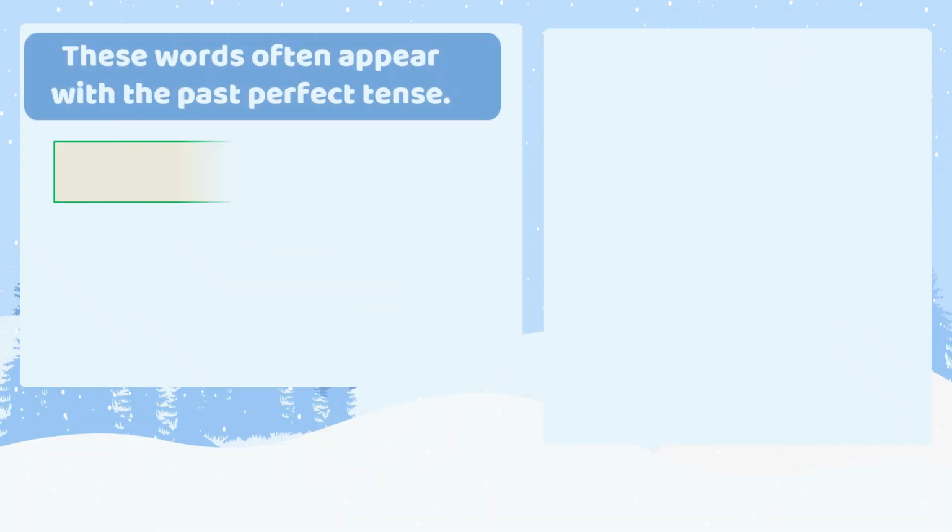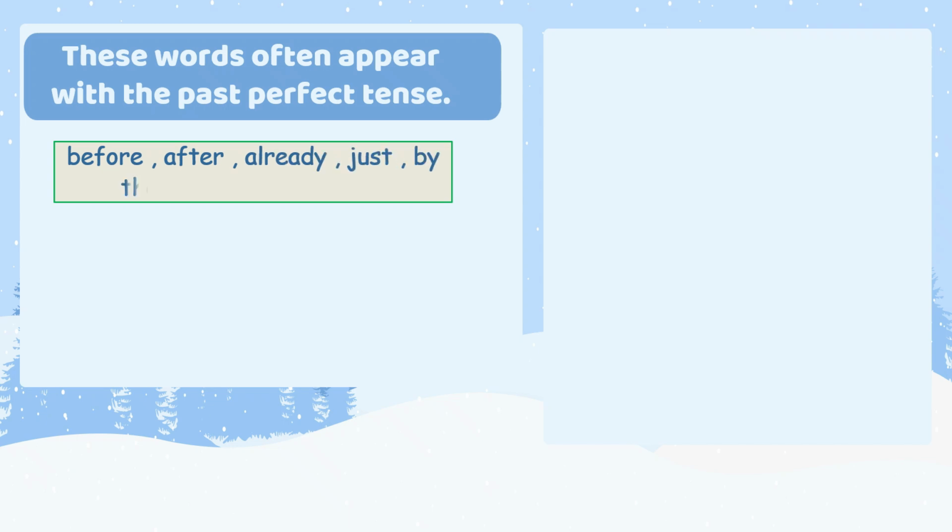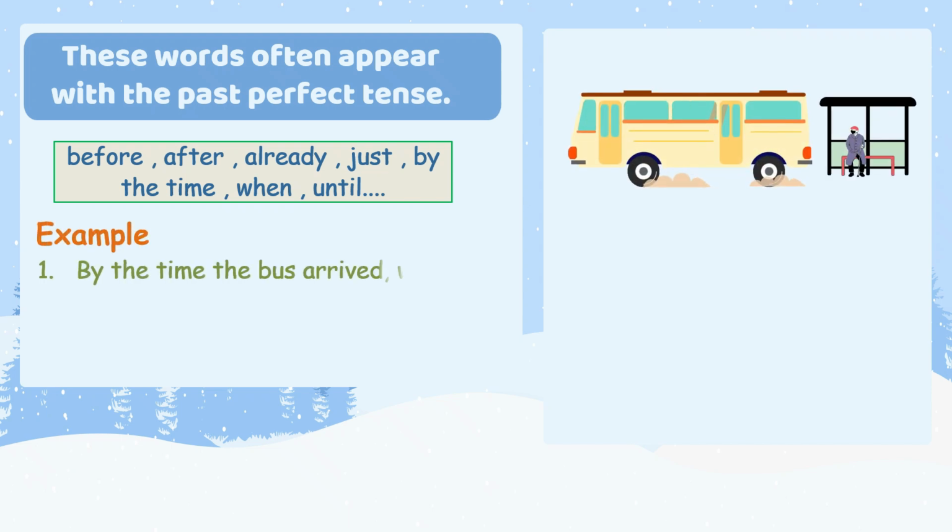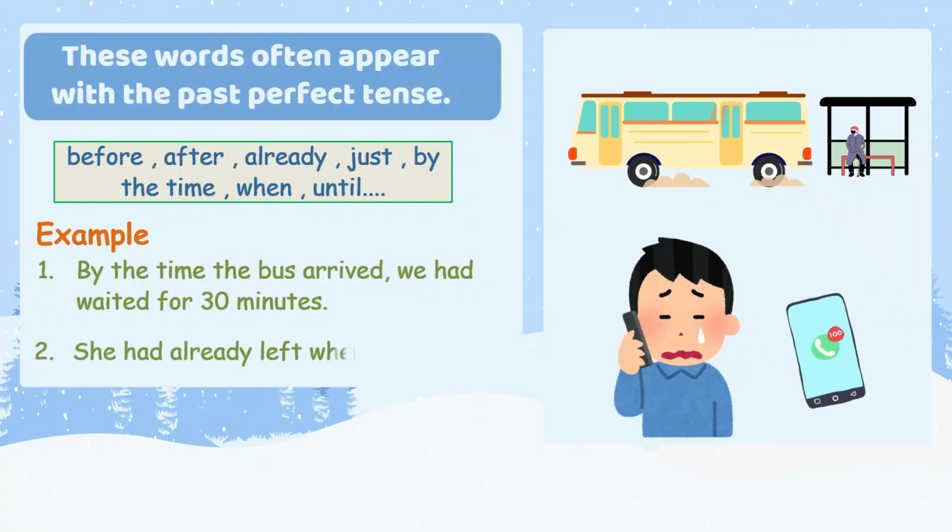You will often see these words with the past perfect tense, like before, after, already, just, by the time, when, until, etc. For example, by the time the bus arrived, we had waited for 30 minutes. She had already left when I called her.